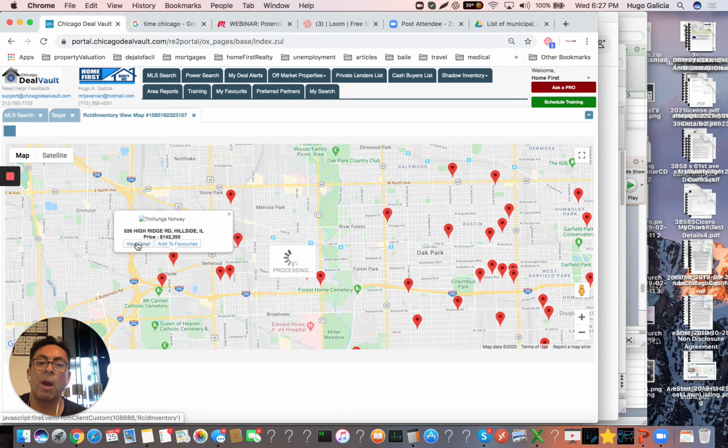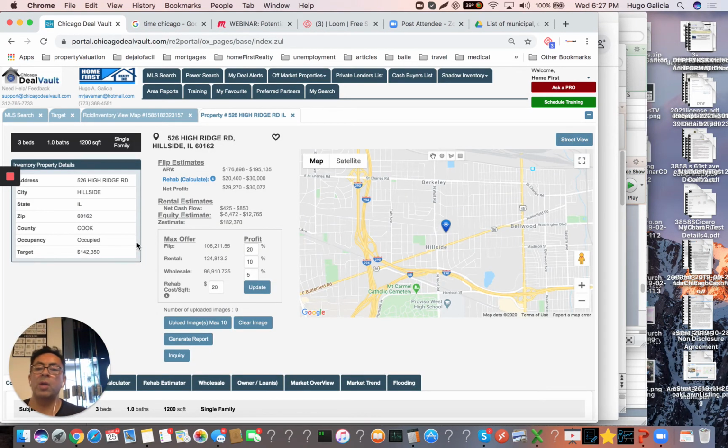We're going to view the property, and then remember we're going to be looking at three numbers. So this property, we could buy it for $142,000. That's how much the bank is going to sell it for. Okay, so that is one thing that is really important for us to know.